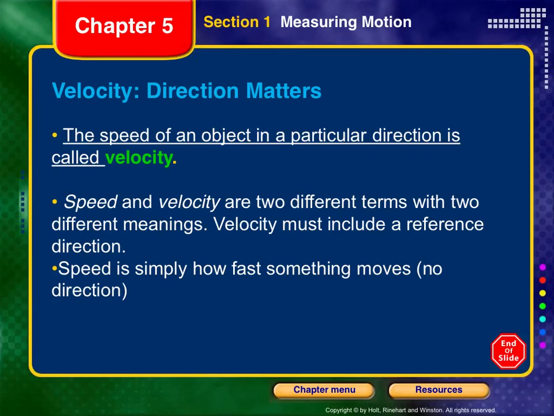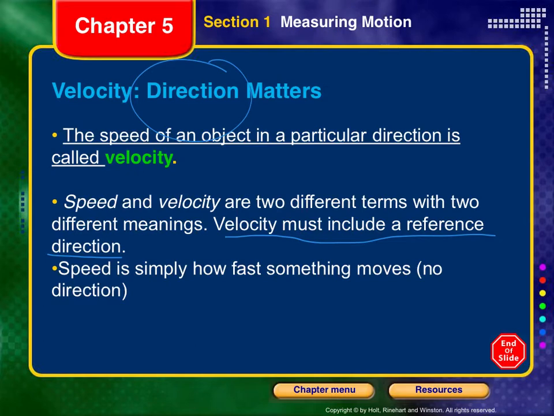Velocity. The difference between velocity and speed is this keyword here, direction, okay? So the speed of an object in a particular direction is called velocity. It's pretty much speed plus direction. They're very different terms. When you talk about velocity, you have to include a reference direction. So if you're saying 25 miles per hour west, that would be a velocity, okay?